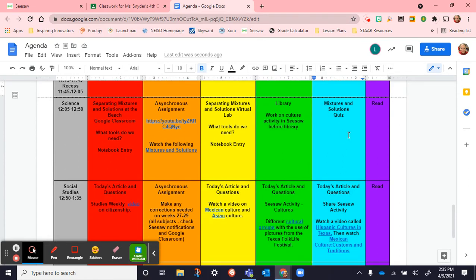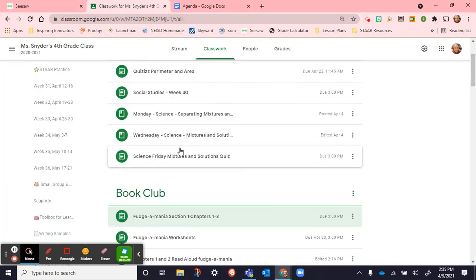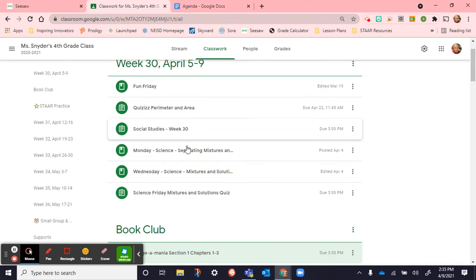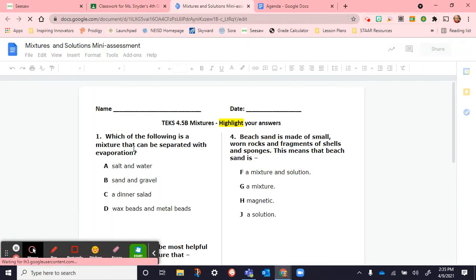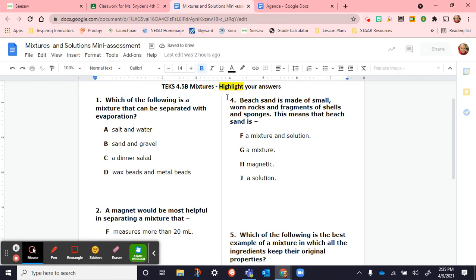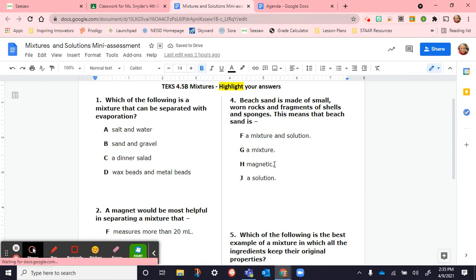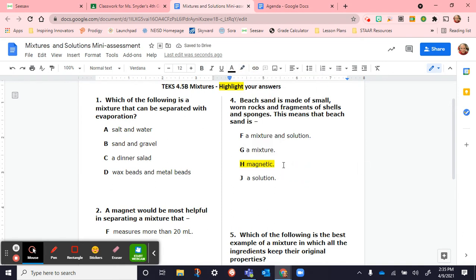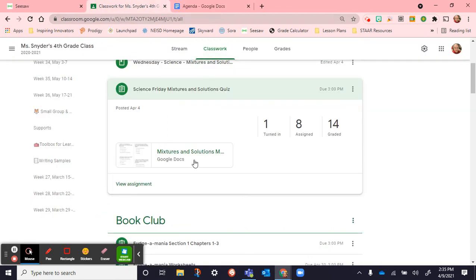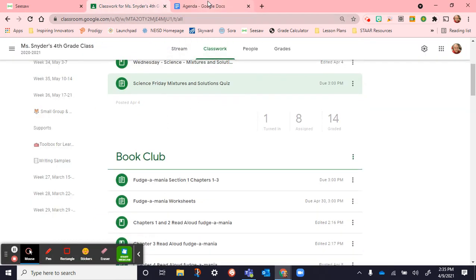In science, we wrapped up mixtures and solutions with a quiz just to check our learning, and that is right here, Science Friday Mixtures and Solutions. So when you click on this, there are 5 questions. You're going to highlight your answer. So if this is your answer, you're going to click and drag and roll over it, choose a color, and now I can see your answer highlighted. Okay, make sure it's the one right here, the marker, the highlight color. All right, turn that in for science.